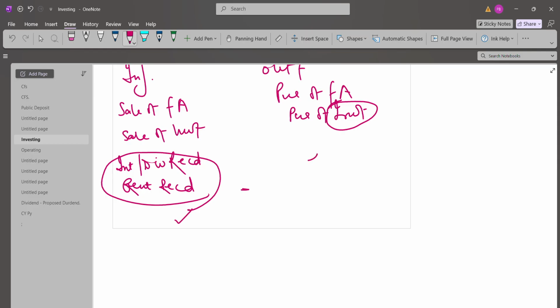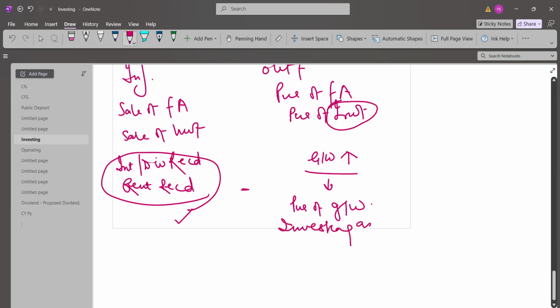Is that clear? If we have goodwill, when it decreases we all know it comes in written off, but when it increases, it is purchase of goodwill. That also comes in investing activity as an outflow. Practice all solved illustrations from the Grewal book relating to investing activities to make this topic strong.